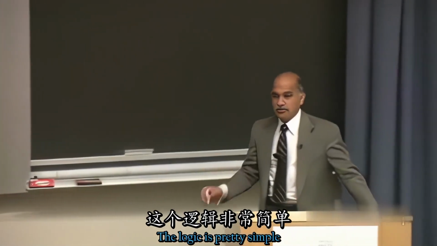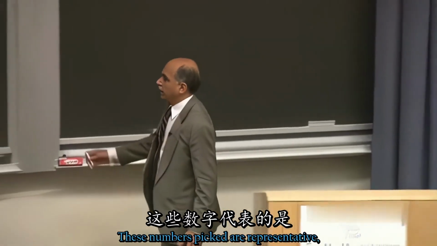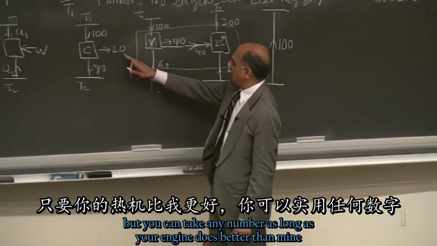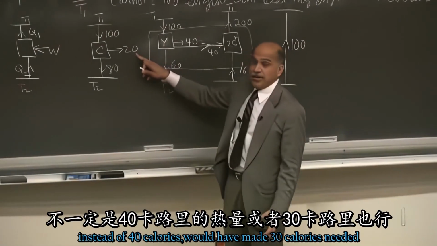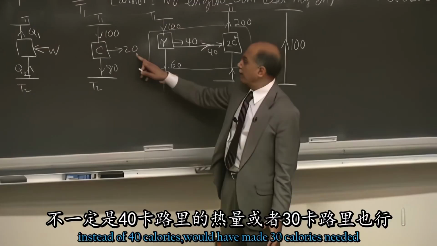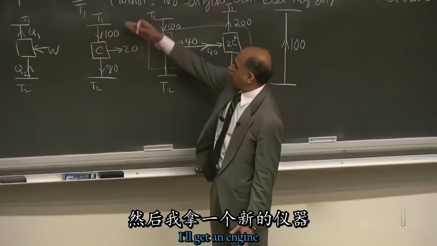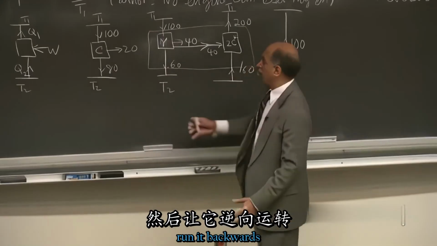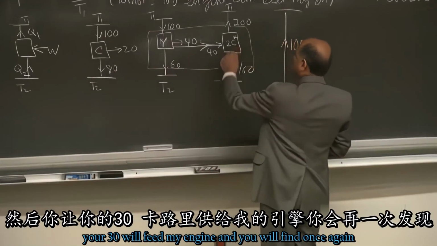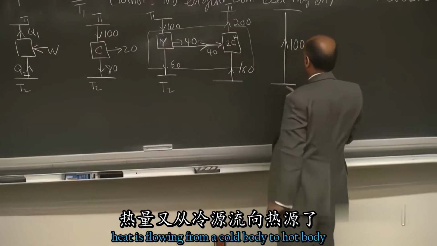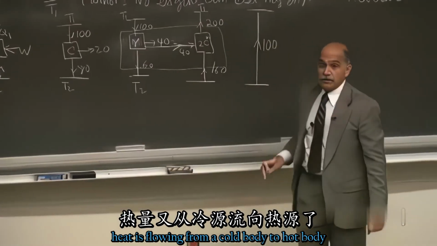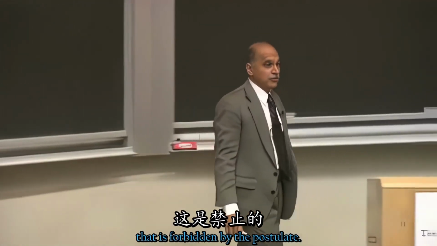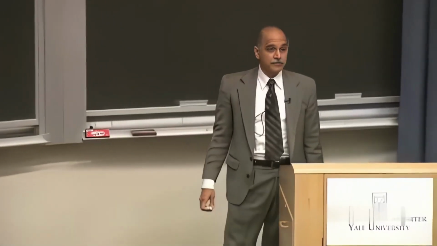So the logic is pretty simple. These numbers I picked are representative, but you can take any number. As long as your engine does better than mine, instead of 40 calories, if it produced 30, I'll get an engine which is 1.5 times as big as the standard engine. Run it backwards. Your 30 will feed my engine, and you will find once again heat is flowing from a cold body to a hot body with no other changes anywhere in the universe. That is forbidden by the postulate.